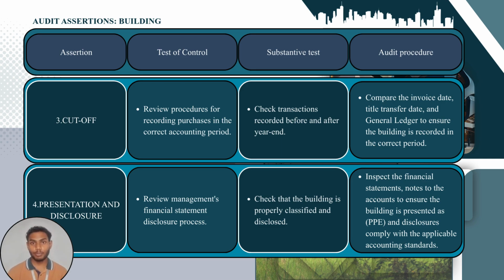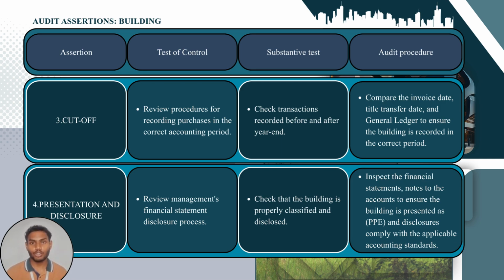And for the audit procedure, the auditor will compare the invoice date, title transfer date, and general ledger to ensure that the building is recorded in the correct accounting period. And next, we have presentation and disclosure. Presentation and disclosure is important to see whether the building is recorded as correctly as it should be.